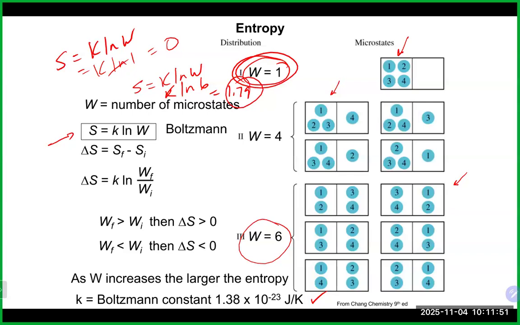So as W increases, we do get a larger entropy, more ways to do it. More ways to screw up than to do it right, right? There's only a few ways to do something right, and there are lots of ways you can screw something up. So there's a lot of disorder that can happen in situations. Any questions on that?